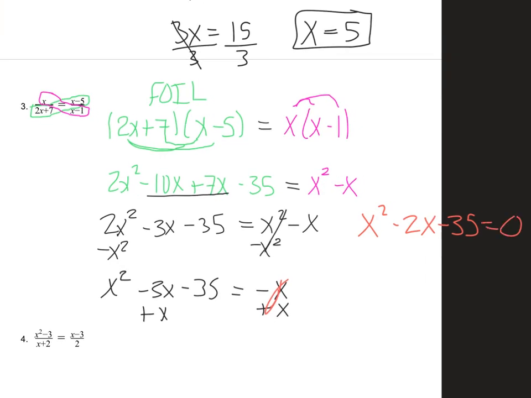And then I can just solve. I can factor this, right? So what are my factors of negative 35 that add to be negative 2? Well, that's going to be negative 7 and positive 5 equals 0. And then hopefully you remember the solutions of these are just going to be the opposite of what you see. So x minus 7 is going to be x equals positive 7. And x equals negative 5.